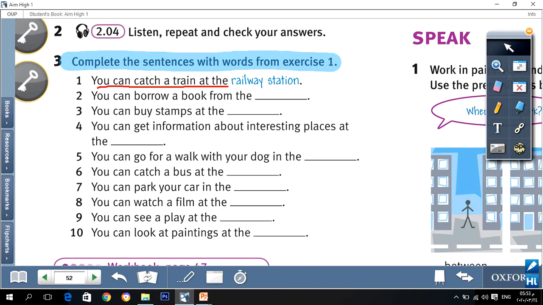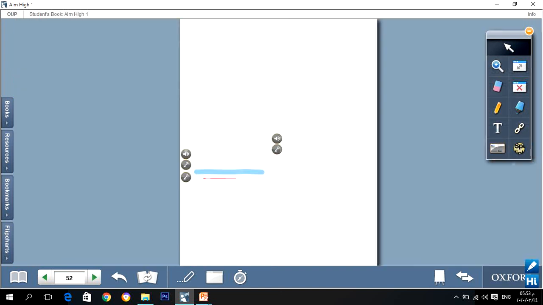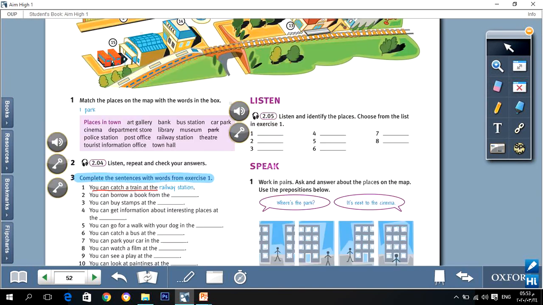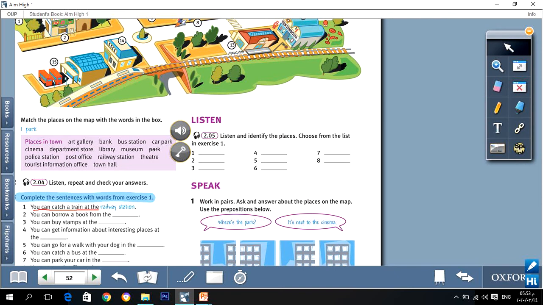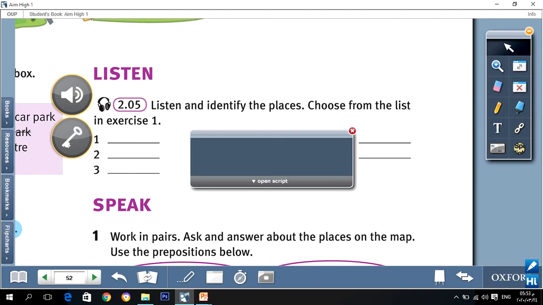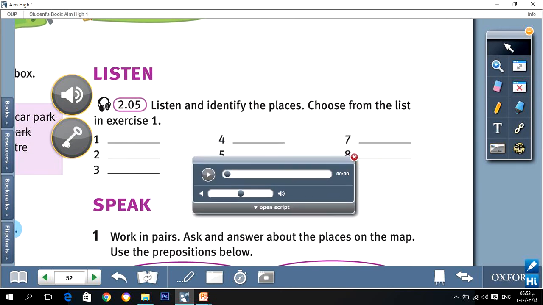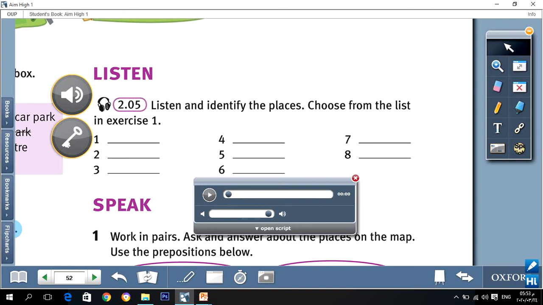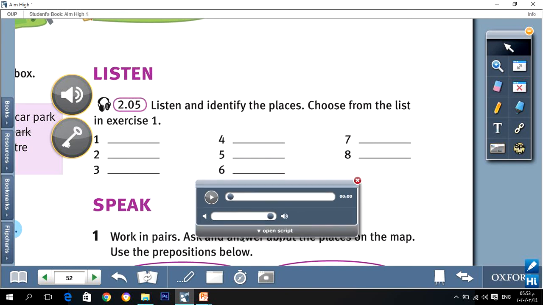Okay, now you need to ask, what are we going to do next? This exercise is the last thing we're going to do today in our lesson. Let's listen together, and I will tell you after that what we are going to do then. Let's listen together. 1, 2, 3. Unit 6, page 52. Listen to the dialogues.